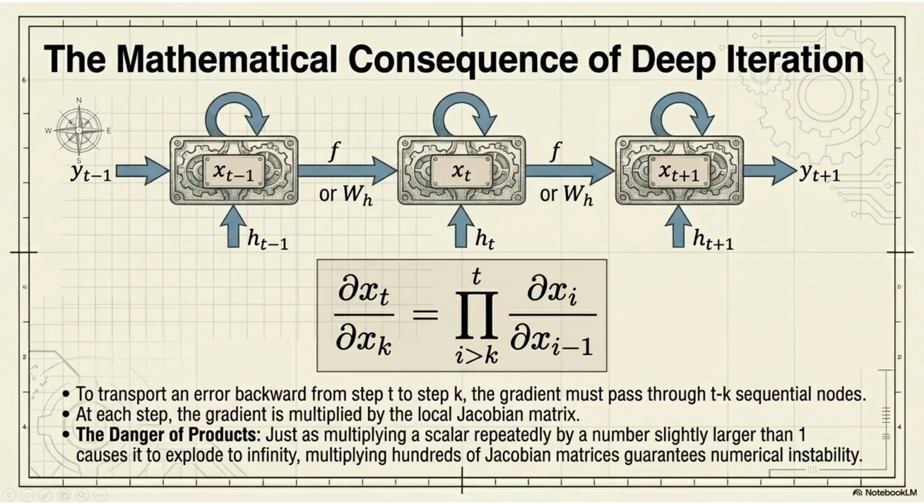So, the mathematical consequence of that deep iteration: to transport an error backward from step t all the way to step k, the gradient must pass through sequentially connected nodes. At each step, the gradient is multiplied by the local Jacobian matrix, but there is a huge danger with continuous multiplication. Just as multiplying a scalar by 1.1 100 times causes it to explode toward infinity, multiplying hundreds of Jacobian matrices guarantees numerical instability.